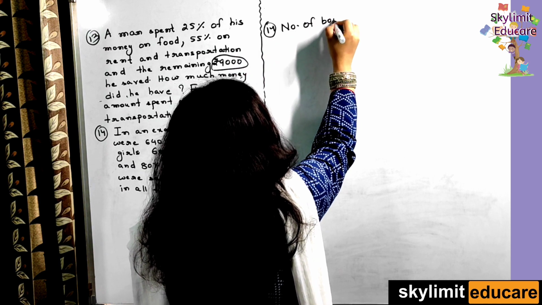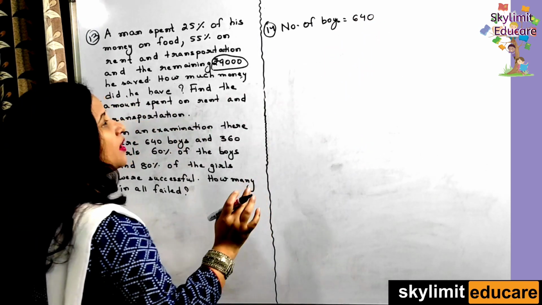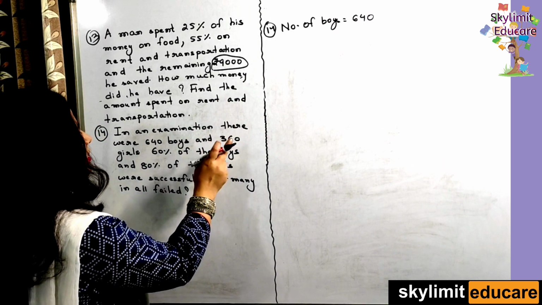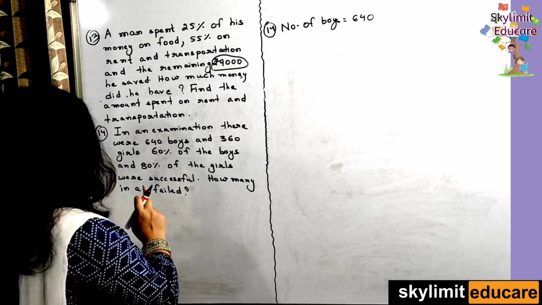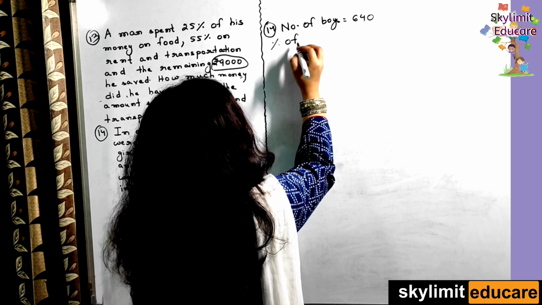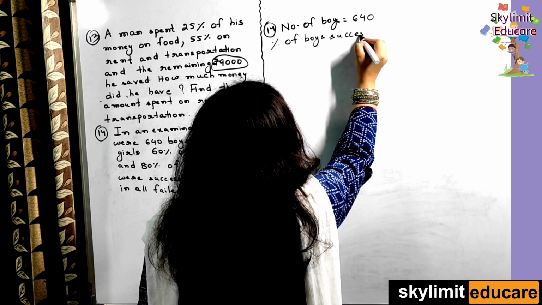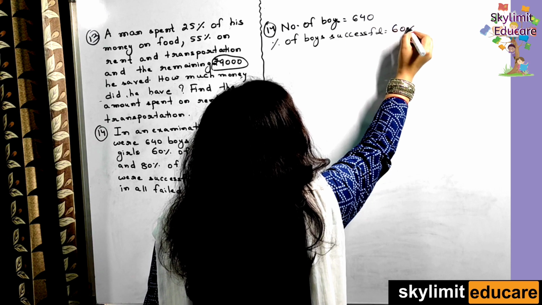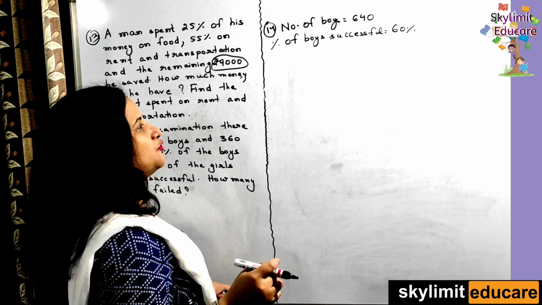Number of boys is equal to 640. So 640 boys appeared in the examination, and out of 640 boys, 60% of the boys were successful. Yes or no? So let's solve for the boys first. Percentage of boys successful is 60%, right?